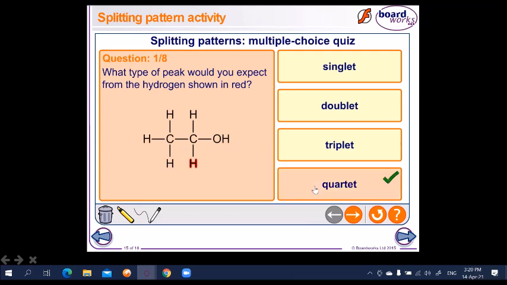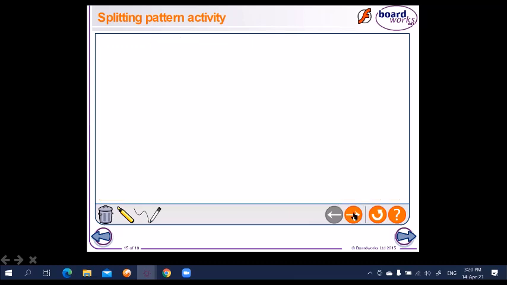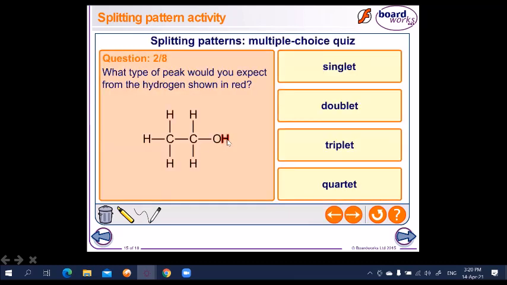Understood? Voila. Next one. Now I'm looking at this hydrogen. This is ethanol, by the way, in case you don't remember. This is the hydrogen at the end here. It's separated from the rest of this molecule by the oxygen in its way. So it has really no adjacent carbons to it. It's all alone by itself, so it's a singlet.